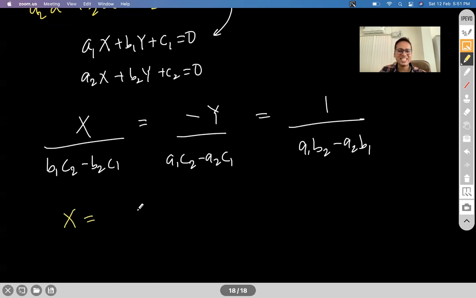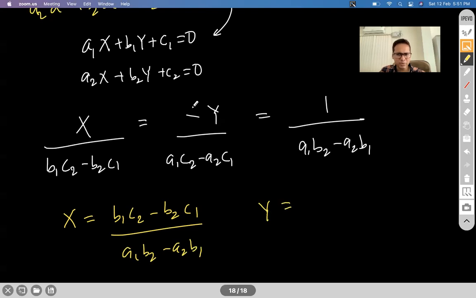Okay. So X will be B1 C2 minus B2 C1 by A1 B2 minus A2 B1. And your Y will be, just note that there's a minus sign sitting over here. So I will just swap the positions of the denominator terms while taking it to the other side.